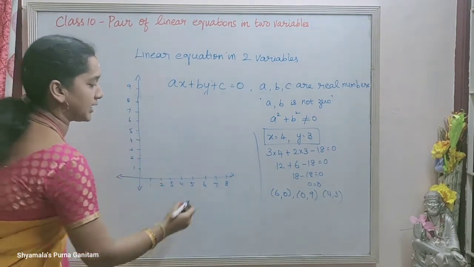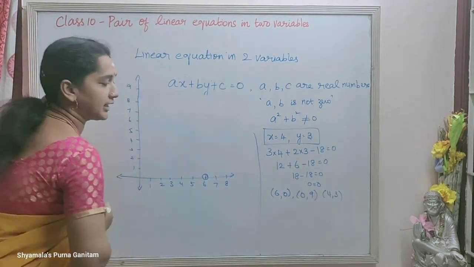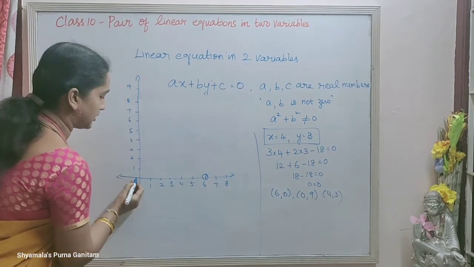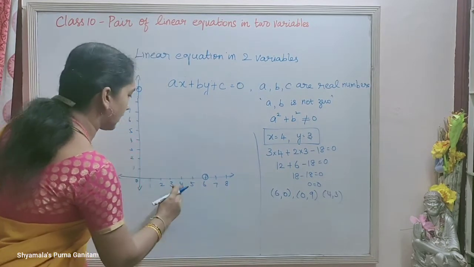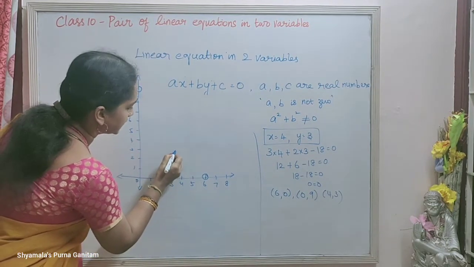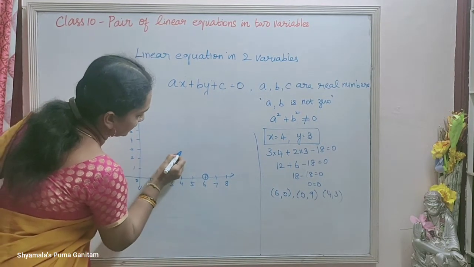First one is (6, 0). So (6, 0) we will get it here. Then (0, 9). So this is 0 and 9 will be here. (0, 9). Then (4, 3). So (4, 3) will be somewhere here you will get.